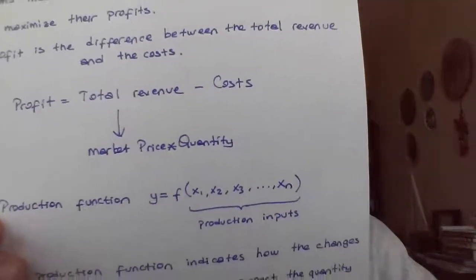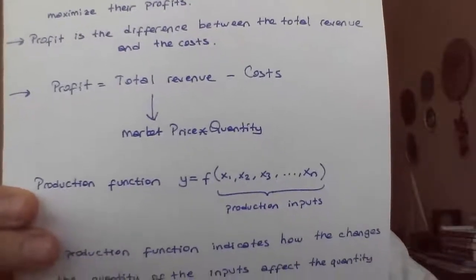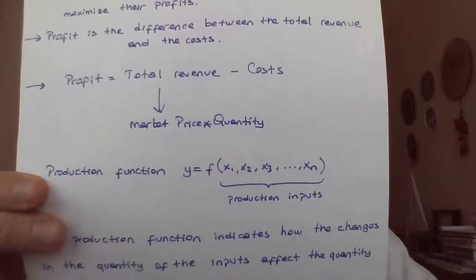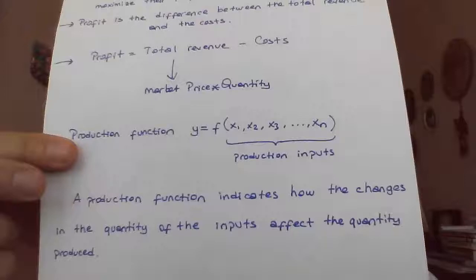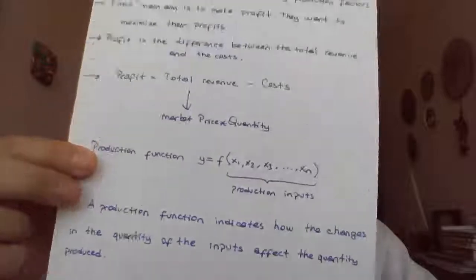On the whiteboard, I wrote the production function y equals f(x1, x2, x3, ..., xn). These are production inputs, and there are some definitions over there. You can examine our paper while studying the law of diminishing returns, and on pages 42 and 43, you can observe the law of diminishing returns.